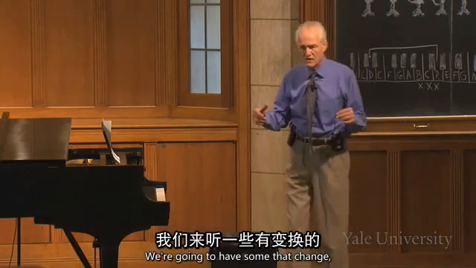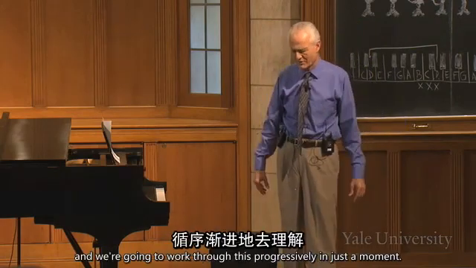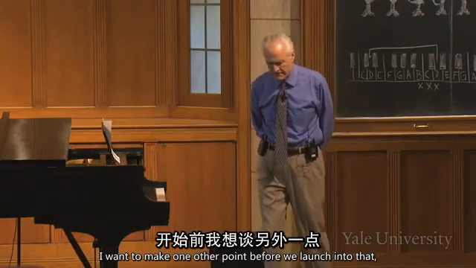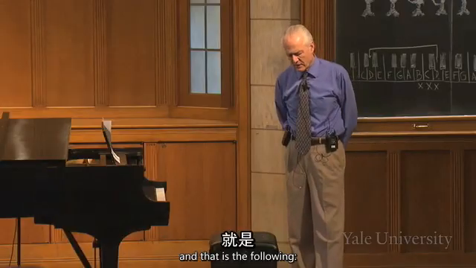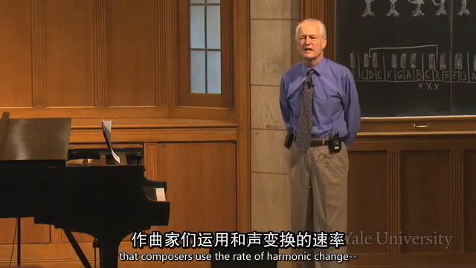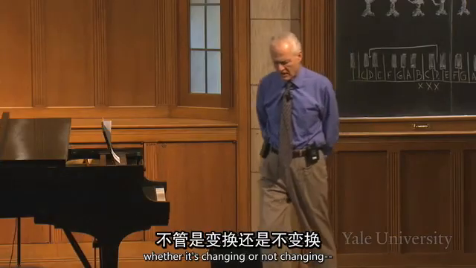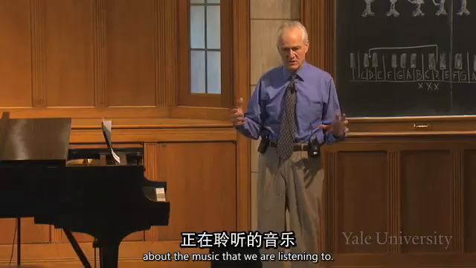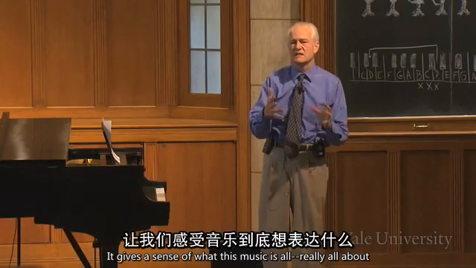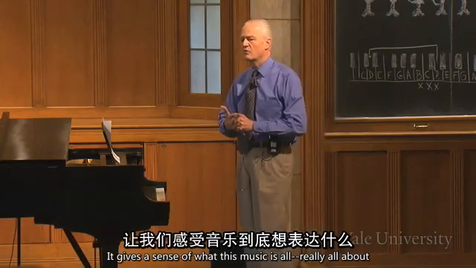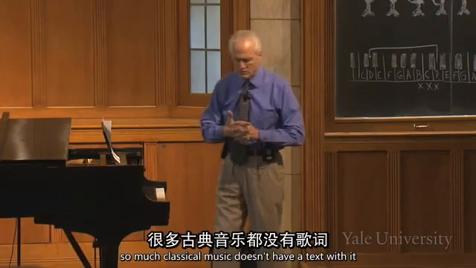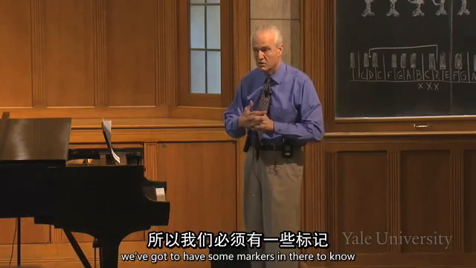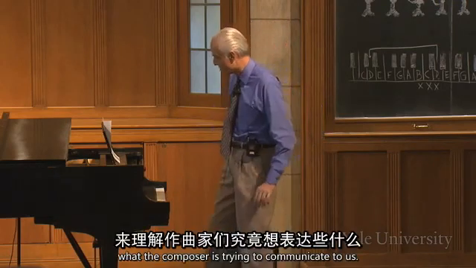We're going to have some that change, and we're going to work through this progressively in just a moment. I want to make one other point before we launch into that, and that is that composers use the rate of harmonic change, whether it's changing or not changing, to make us feel different ways about the music we are listening to. It gives a sense of what this music is really all about. And since so much classical music doesn't have a text with it, we've got to have some markers in there to know what the composer is trying to communicate to us.